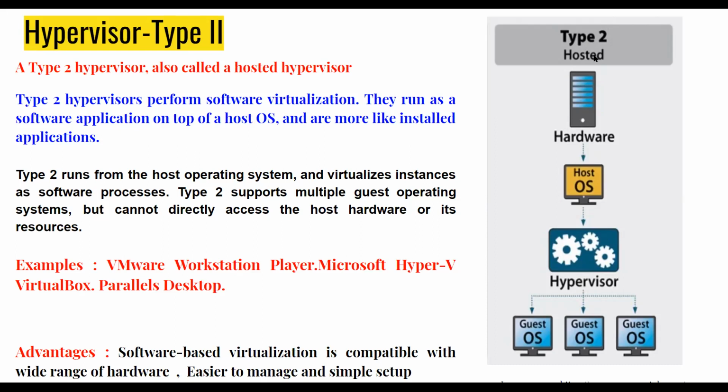Type 2 will also support multiple guest operating systems, but here you cannot access the host hardware directly. Important point. Here you need a base server operating system, then only you can do it. Examples are VMware Workstation, Microsoft Hyper-V, VirtualBox, and Parallels Desktop. You can see in your diagram there is hardware. Then you need a host operating system. Then you need a hypervisor and you need a guest operating system.